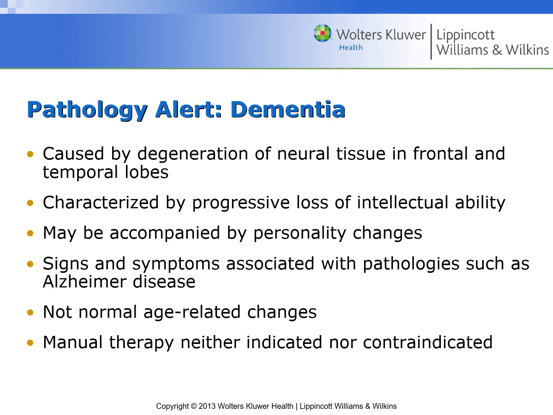Now let's take a moment to discuss dementia for this pathology alert. Dementia is caused by degeneration of neuronal tissue in the frontal and temporal lobes. It is characterized by a progressive loss of intellectual ability. It may be accompanied by personality changes, the signs and symptoms of which may be associated with pathologies such as Alzheimer's disease. It should be noted that dementia is not a part of the normal age-related changes that we see taking place. Manual therapy may either be indicated or contraindicated.